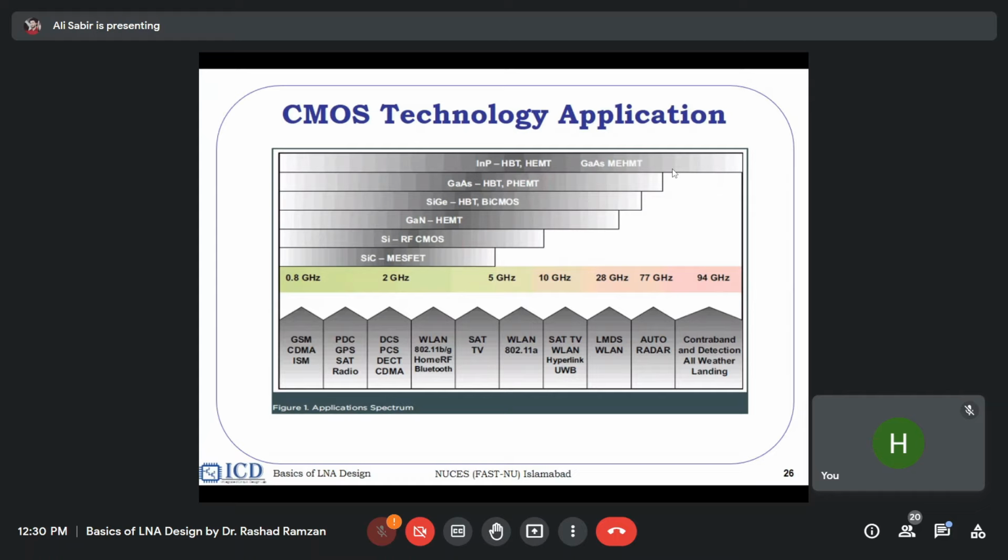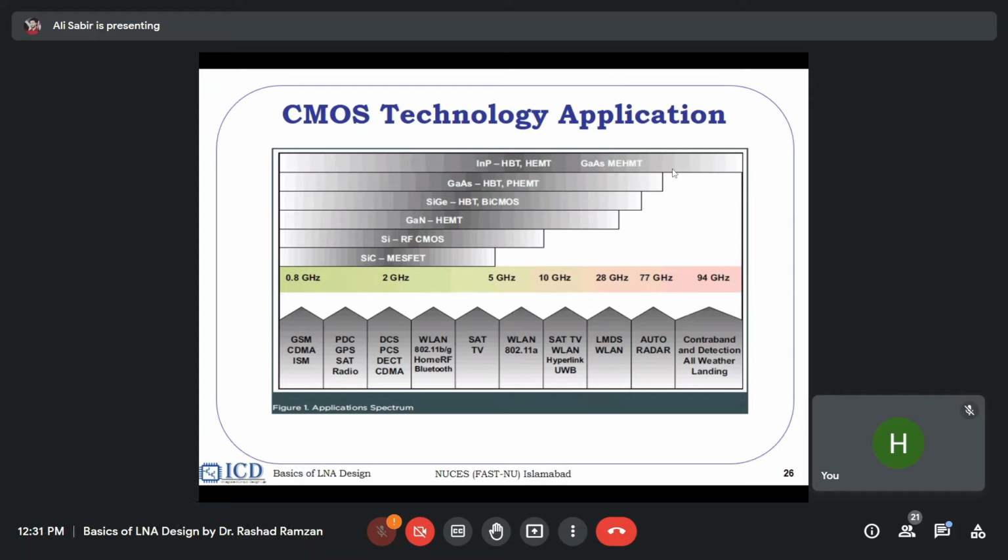So the answer is very, very simple, because the demand for processing power in the baseband processing required for cognitive radio is very, very high, and we cannot make the processors in any technology except CMOS. So the most efficient processors we can make are in CMOS. So our natural tendency is to use the CMOS technology for the radios as well.